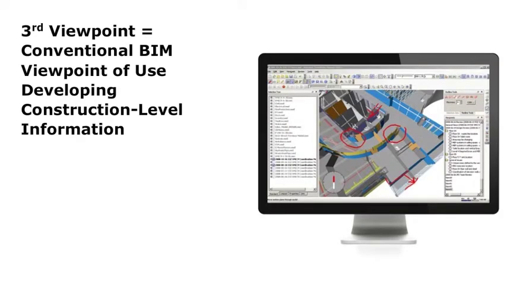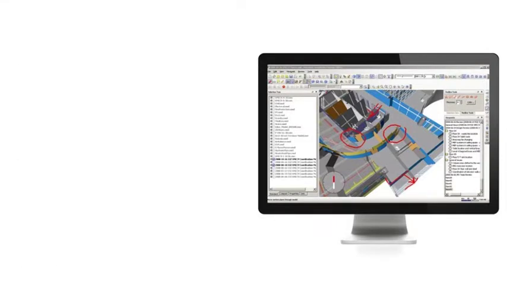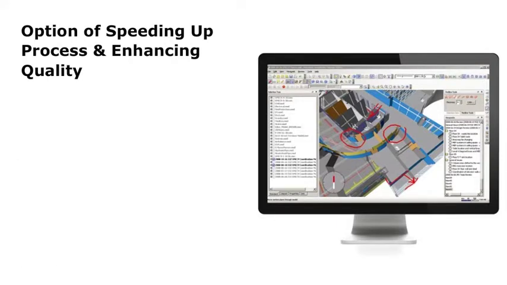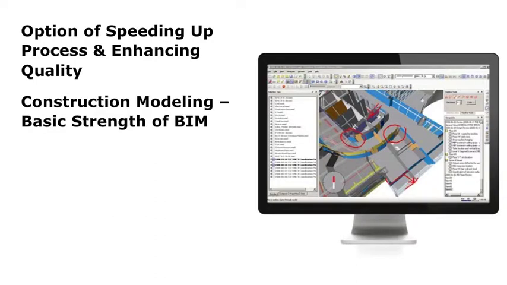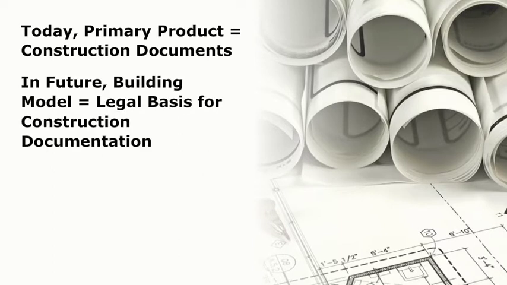The third viewpoint is the conventional BIM viewpoint of its use in developing construction-level information. Building modeling software includes placement and composition rules that can expedite the generation of standard or predefined construction documentation. This provides the option of both speeding up the process and enhancing quality. Construction modeling is a basic strength of current BIM authoring tools. Today, the primary product of this phase is construction documents, but this is changing. In the future, the building model itself will serve as the legal basis for construction documentation.